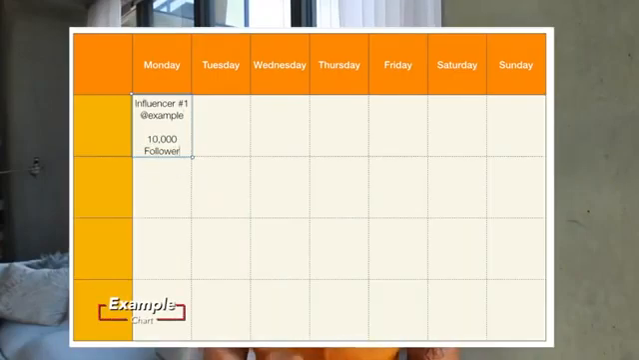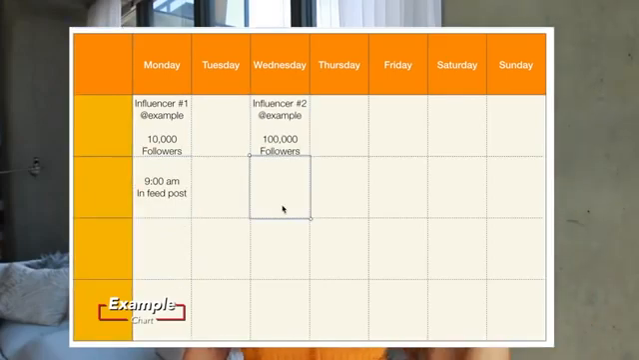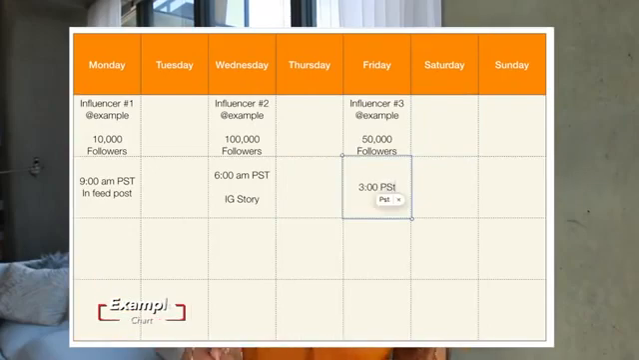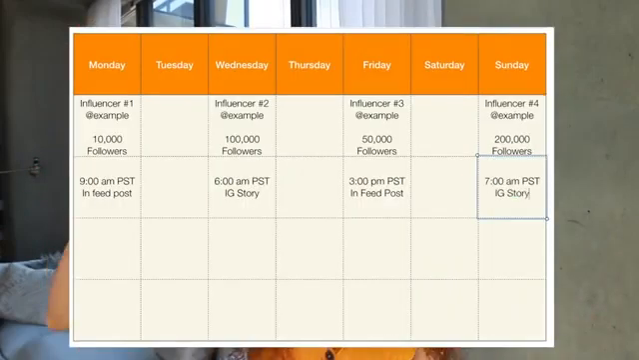Then I would make arrangements with anywhere from 3 to 5 influencers. Person 1 is on Monday for the next consecutive 4 weeks. Person 2 is on Wednesday for the next consecutive 4 weeks. And then person 3 is on Friday for the next consecutive 4 weeks. And then person 4 is on Sundays for the next consecutive 4 weeks.